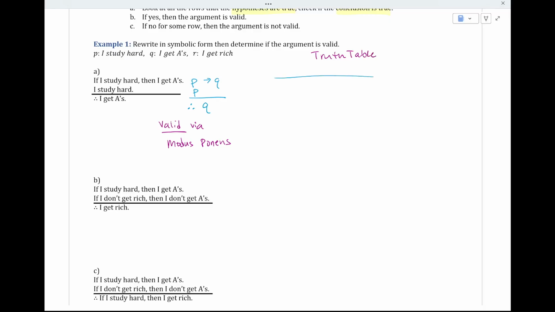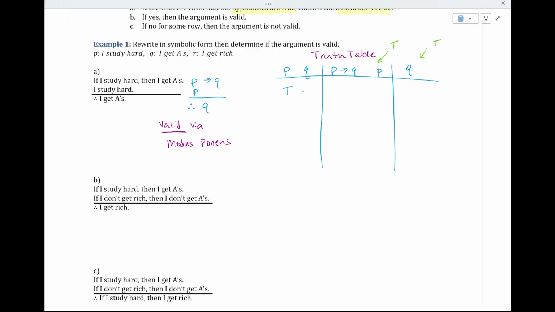So here, I'm going to draw my table. I'm going to have P and Q. And then I'm going to have my hypotheses. That's P implies Q and P. And then I'm going to have my conclusion, which is Q. So what I'm looking for is I want all of these to be true and this one to also be true. That's what it means to be a valid argument.